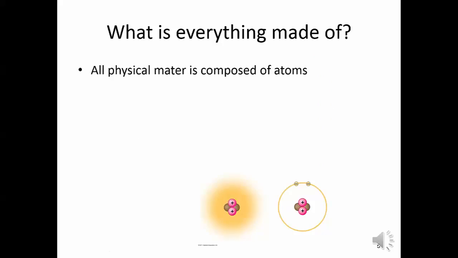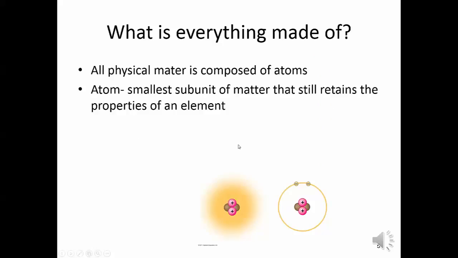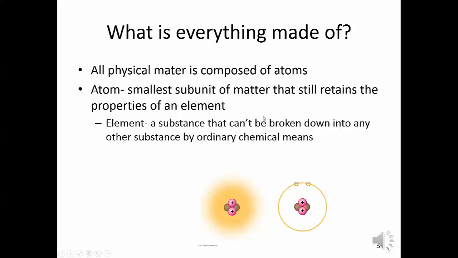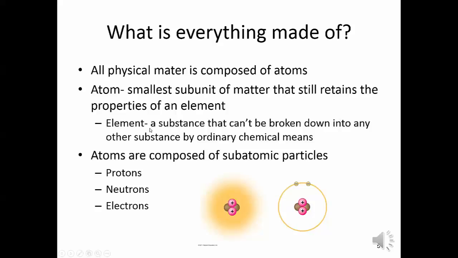So matter is composed of atoms, which is the smallest subunit of matter that still has the properties of that element. So gold is an element, and you can have an atom of gold. And once again, an element is a substance that cannot be broken down into another substance by normal chemical means, and they consist of subatomic particles: protons, neutrons, and electrons.